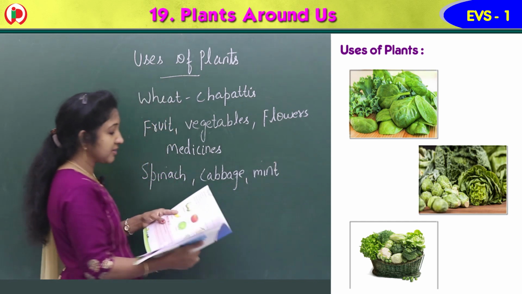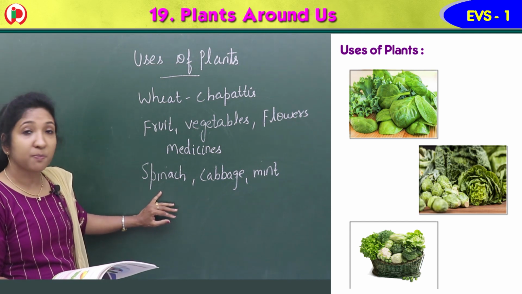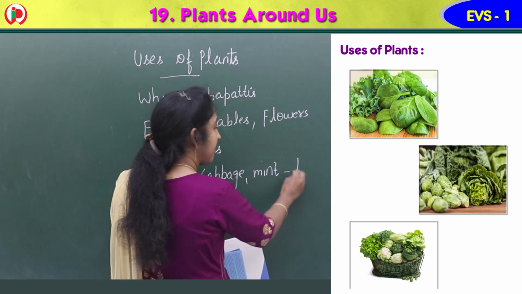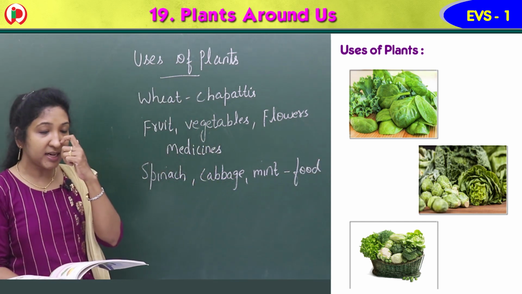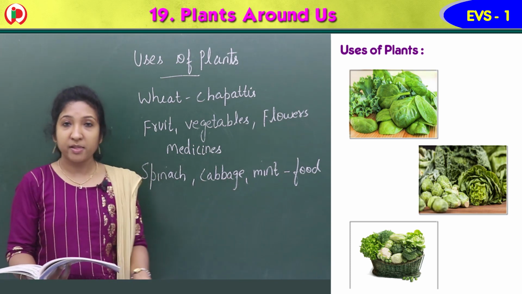The leaves of these plants we eat. We also eat the leaves of these plants, isn't it? So it means they give us food, we can say. Plants really give us food, isn't it? Yes, we eat leaves of plants like spinach, cabbage and mint.